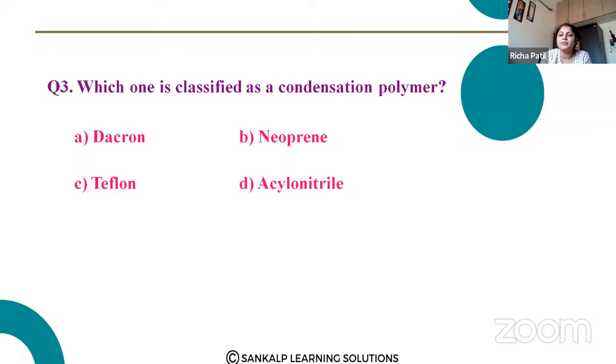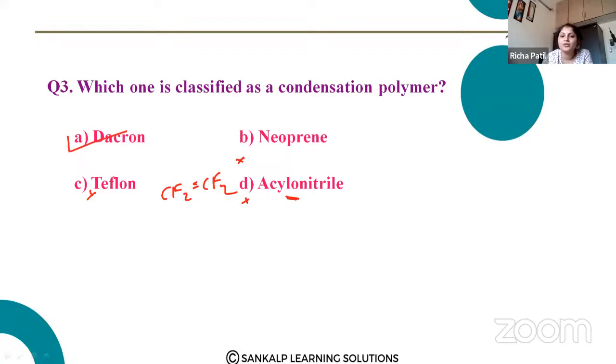Then Teflon. Teflon is made up of what? Tetrafluoroethene, CF2 double bond CF2. So not this also. Then acrylonitrile, polyacrylonitrile, is also a homopolymer, made up of only one repeating unit. So this is also wrong. So it is A. Yes, it is correct. So A is the correct answer.